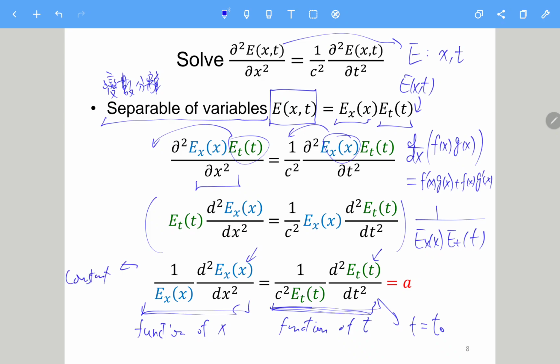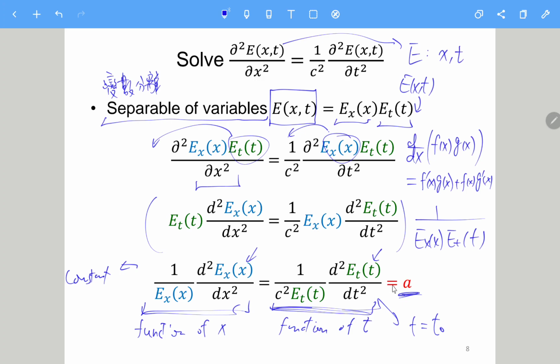Similarly, if I fix x to be a value x0 and then change the value of t, we can see this side should still be a constant, which means that both sides should be constant functions. So we can just assume both sides to be a constant, let's say it is a. We don't know what it is yet, but at least we know they are constant functions.